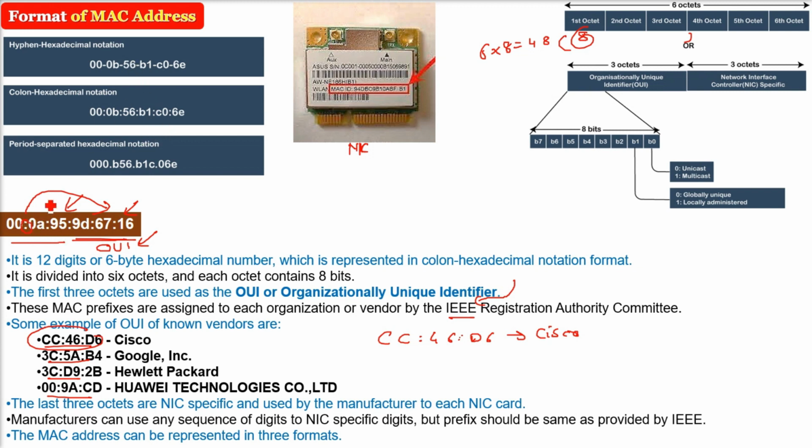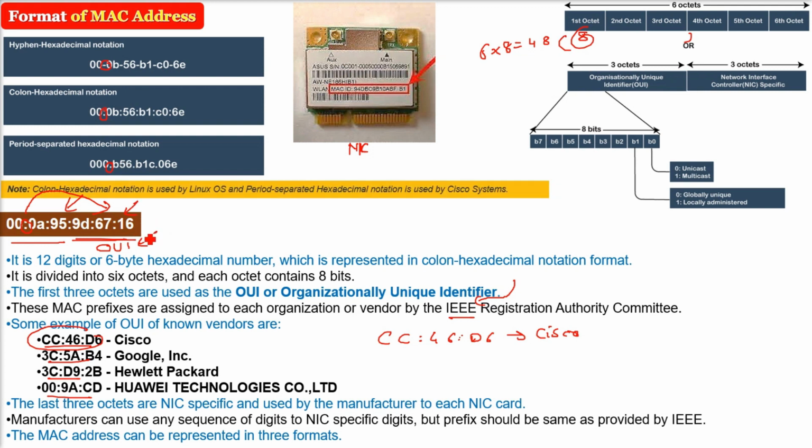So there are 3 types of MAC address formats which I am showing you. These 6 octets can be separated by a hyphen, a dot, or a colon. Okay, so just for an example, this colon hexadecimal notation is employed by the Linux operating system.